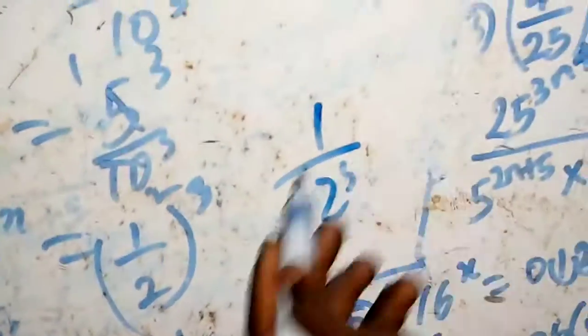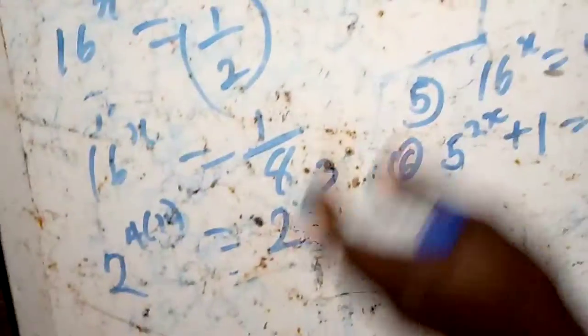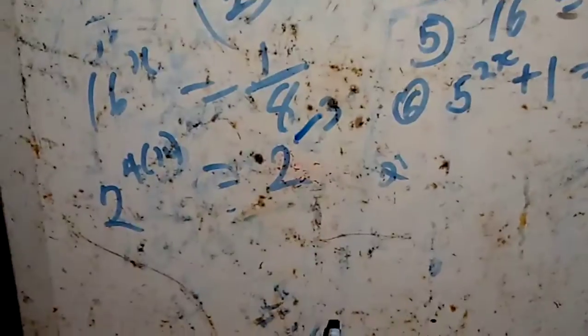So you can also rewrite it. This thing turns to 1 over, then what's left? That's 2 raised to the power 3, that's 8. So 1 over 8. So have you seen it? So return it back. Have you seen it? They are already in the same base.